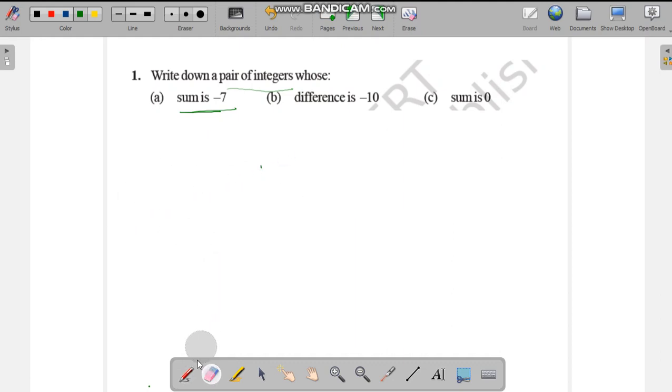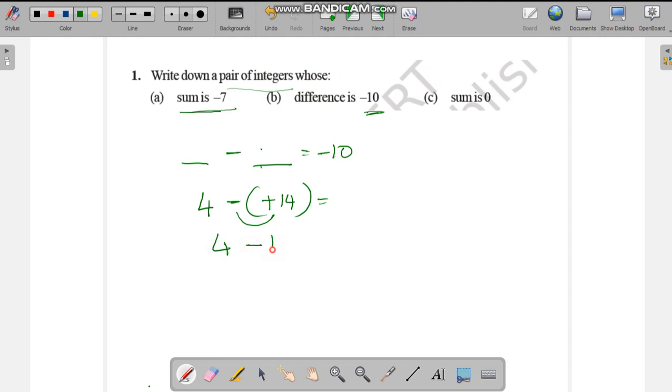So let us go to part B. Here they have asked the difference is -10. So we need to subtract two numbers to get -10. So there are many possibilities. The one is, let us try with this number. That is 4 minus of +14. That is 4 different sign, minus 14, we get -10. So one pair here is +4 and +14.